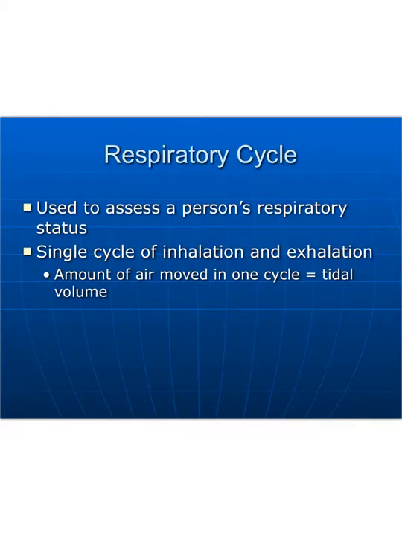Okay, so we had a cardiac cycle, which was all of the heart chambers contracting. We also have a respiratory cycle. So respiratory cycle is basically a single cycle of a person breathing in or inhaling and exhaling. Okay, and we can see how often they have respiratory cycles to help assess the health of the respiratory system. And the amount that's moved in when you are in normal breathing, okay, so eupnea, is what we call tidal volume. It's called the TV. It's the amount of air that's moved in one cycle, in and out, during normal breathing.